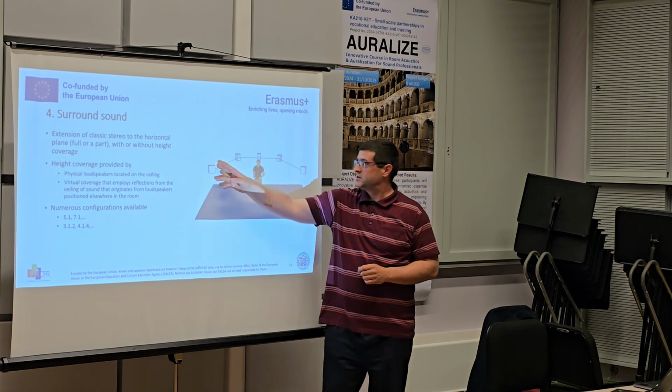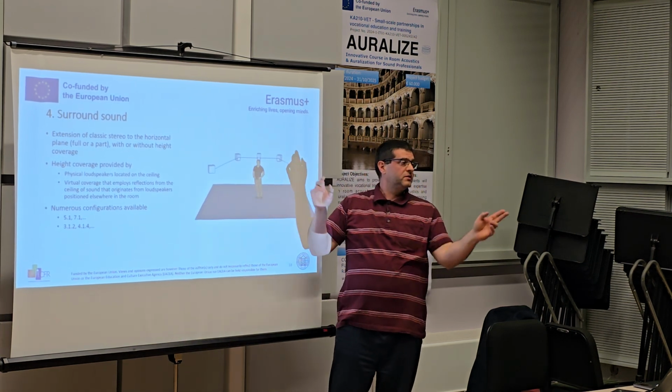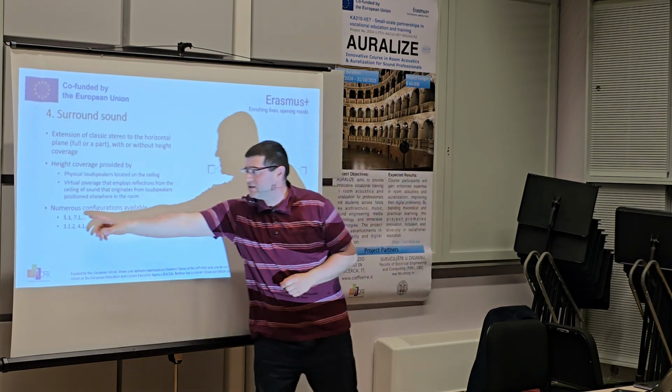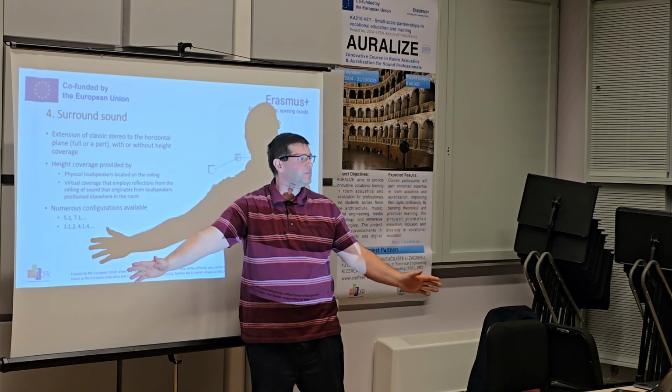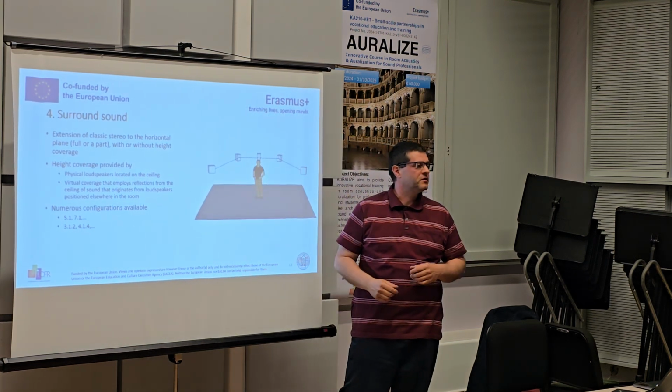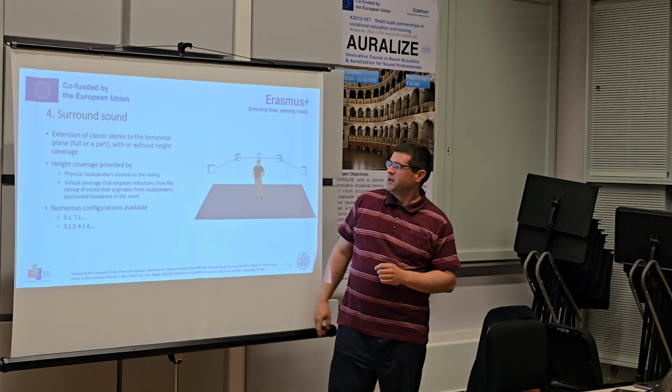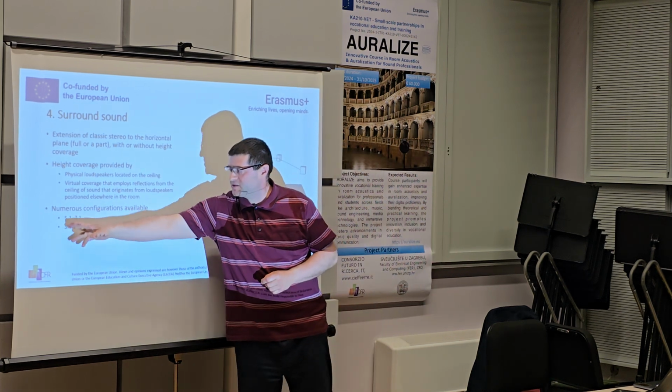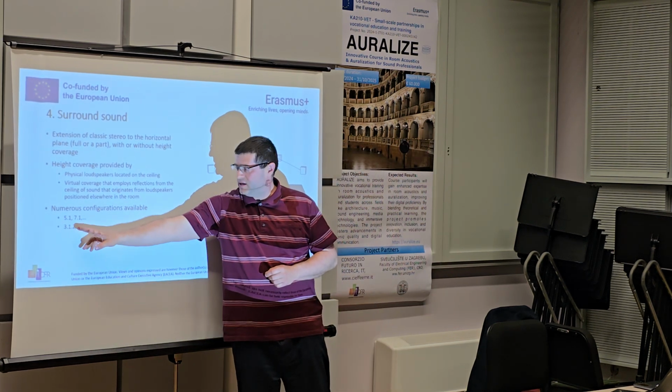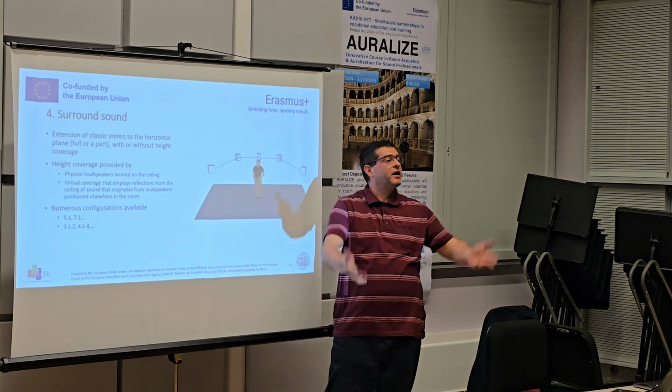5 means just that you have 5 loudspeakers in the horizontal plane, and 1 means you have 1 subwoofer to cover the low frequency, the LFE, the low frequency effect. If you see a designation such as this one, the third number means that you have some height information.